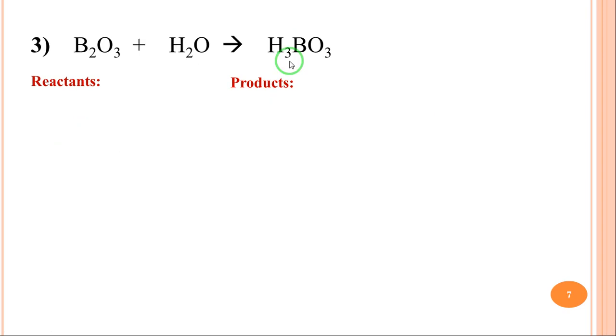Now let's move to the last equation. Here we have B2O3 plus H2O gives H3BO3. Now let's start counting the number of the elements, both sides.